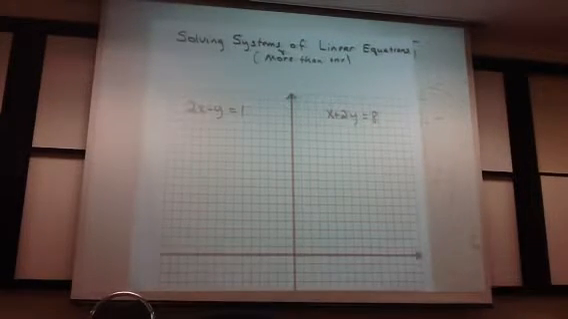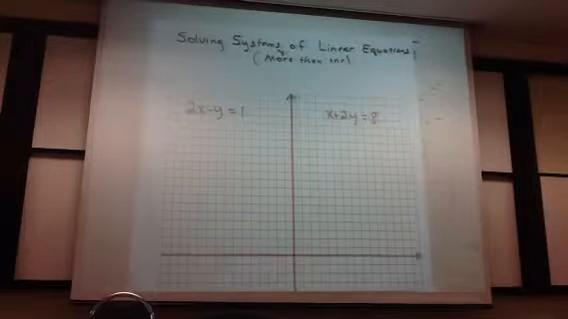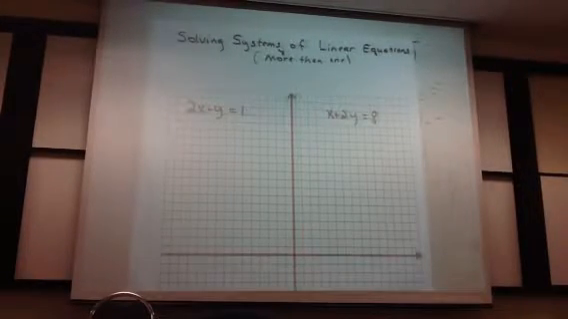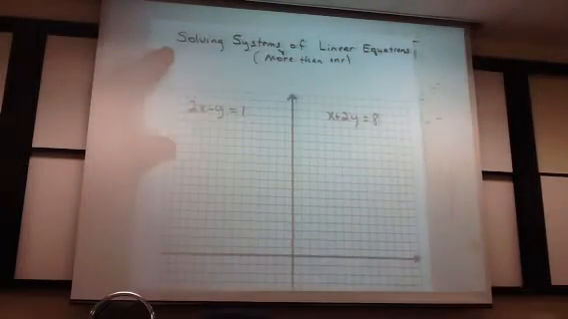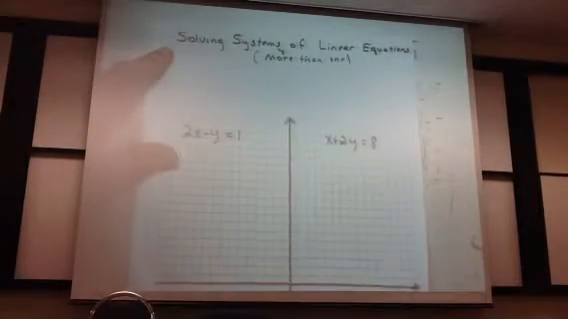So I've got a couple of slanted lines, and unless they are parallel, which they could be, they're going to have an intersection. And what we're doing when we're solving a system of linear equations is finding the point they have in common. We're finding where they intersect. That's basically what we're looking for. We're looking for their intersections.